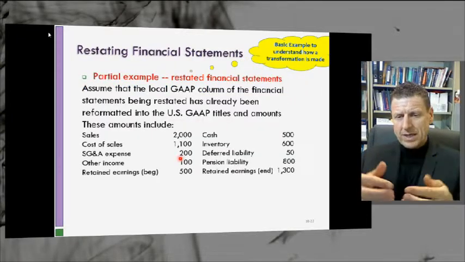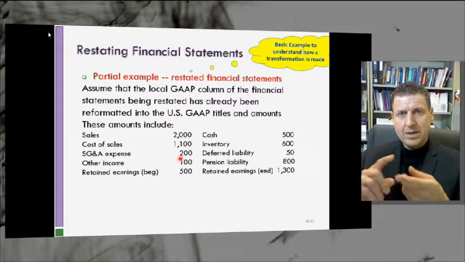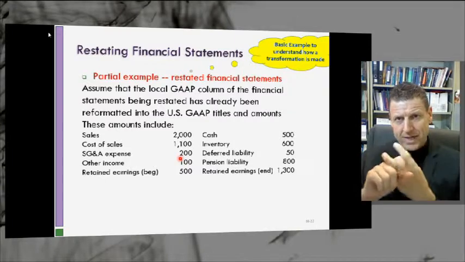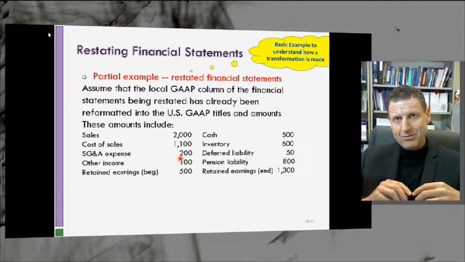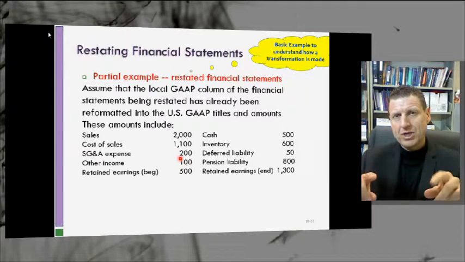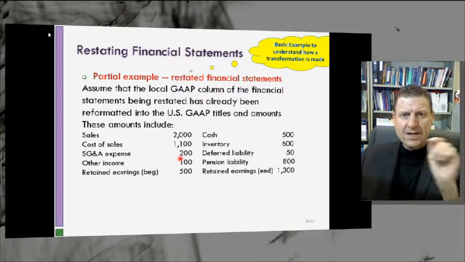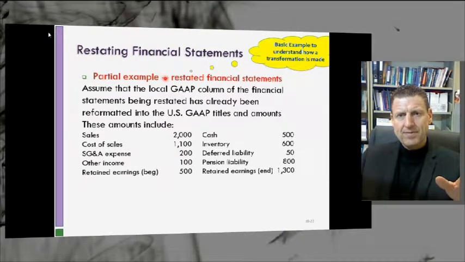So what are we doing here? We're really focusing the restatement on the income statement and the retained earnings, and then these changes go into the final balance sheet. We're not focusing on restating the final balance sheet in the first step. The sequence is we look at the income statement and retained earnings first. So let's have a look at a partial example.